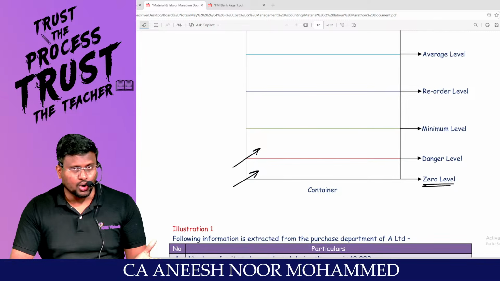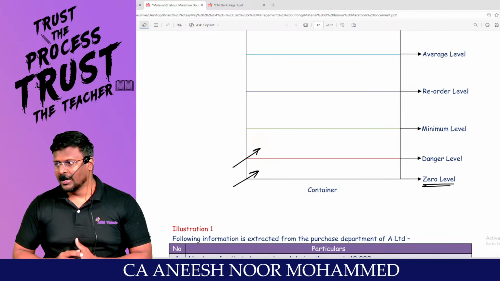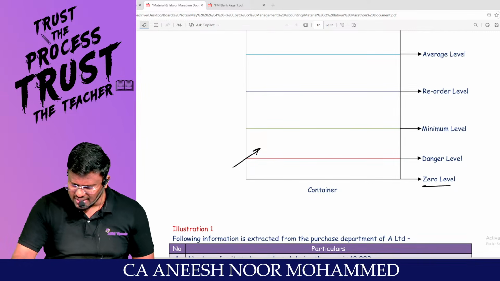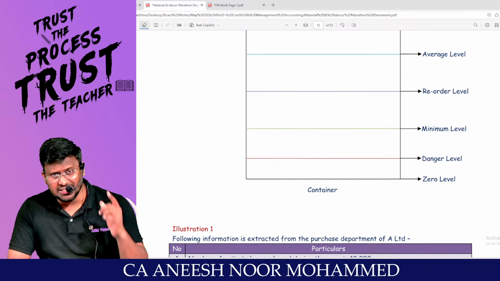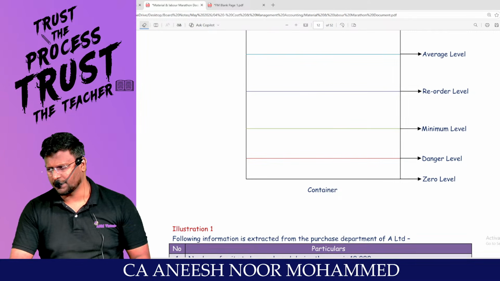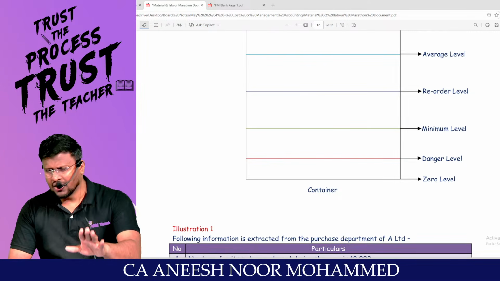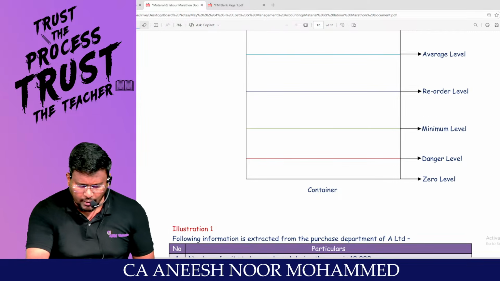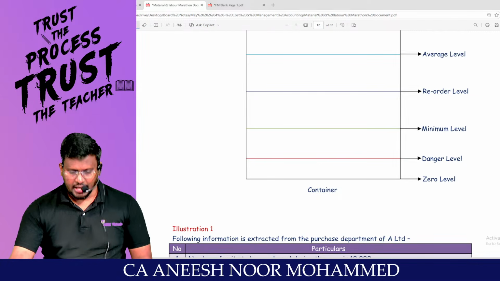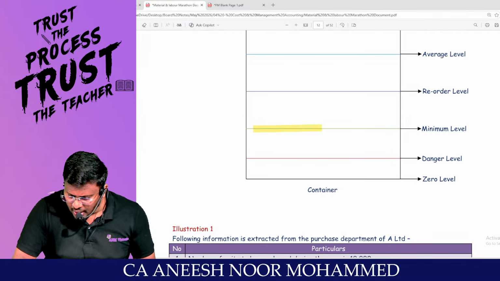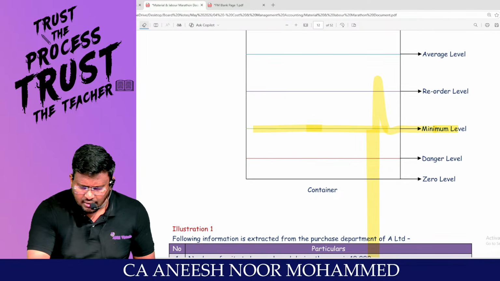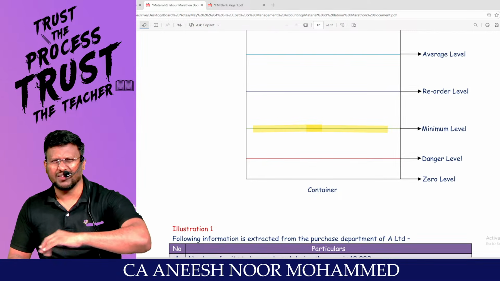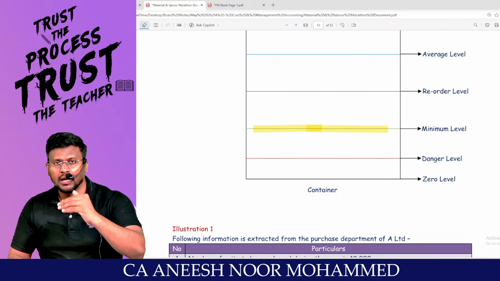It's like a siren. Oh, you do something, man, it is going to be a stock out situation. So zero level means nothing is there. Danger level means something is there, but it is not sufficient. No one would love to go to the danger level. So everyone wants the minimum level. Every company wants to maintain minimum level. This is the minimum they will be keeping. So recall, below zero level, nothing is there. Then danger level, then minimum level.